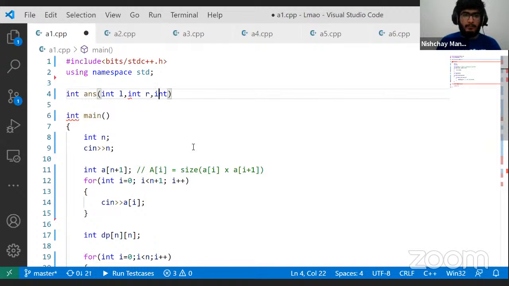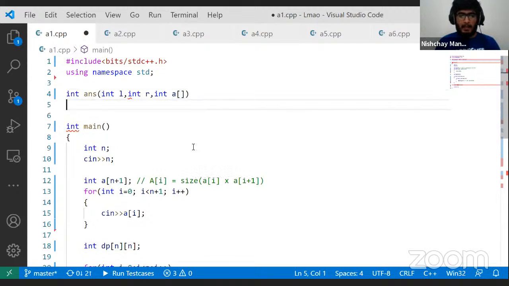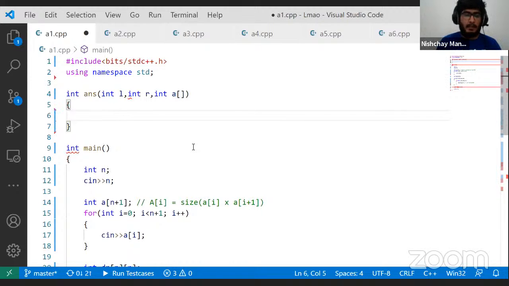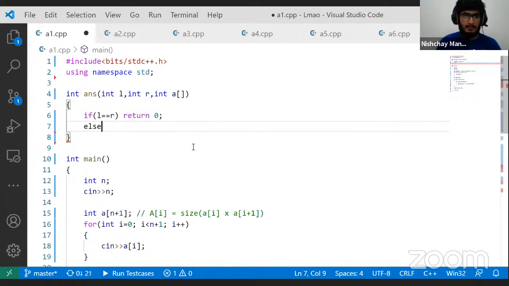And I have some array A, which denotes the sizes of the matrices. So in here, I'm just going to be including the base case and the recursion formula. If L is equal to R, then we have to return 0, right? That was the base case.